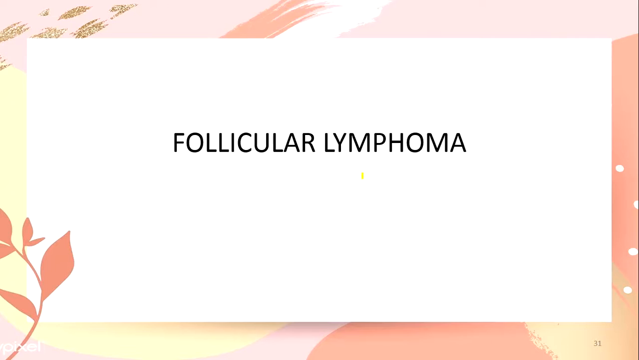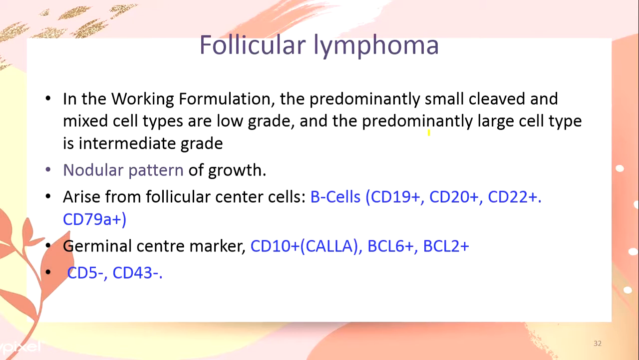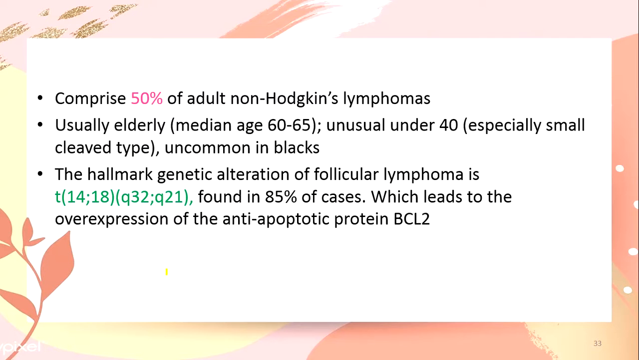Now we will discuss follicular lymphoma. In the working formulation, the small cleaved and mixed cell types are low grade, and predominantly the large cell type is intermediate grade. It has a nodular growth pattern which can transform into diffuse one. The markers which are positive include 19, 20, 22, 79A, CD10, BCL6 and BCL2. CD5 negative and CD43 negative. It comprises 50% of adult NHL. Median age is 60 to 65 years.